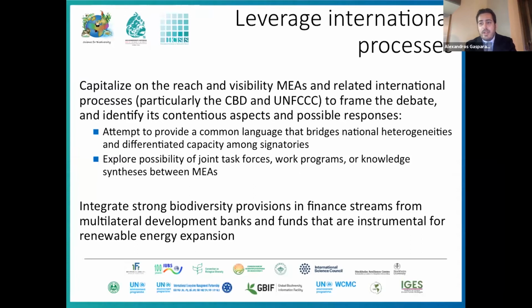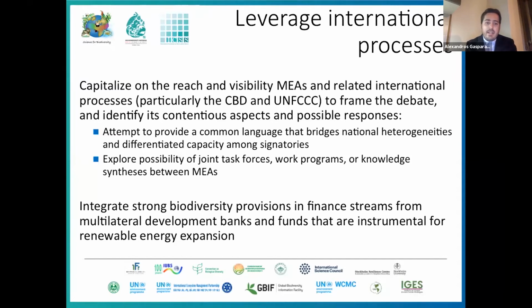As I mentioned, there is a big disjoint between the way that renewable energy is promoted and viewed right now and what might be the biodiversity trade-offs. There is mounting evidence that this is happening, but at the same time, we need to identify a common language that bridges national heterogeneity. There are major differences between technologies and local and national contexts, from the institutions to the technologies to whatever else. And of course, there is differentiated capacity between signatories.